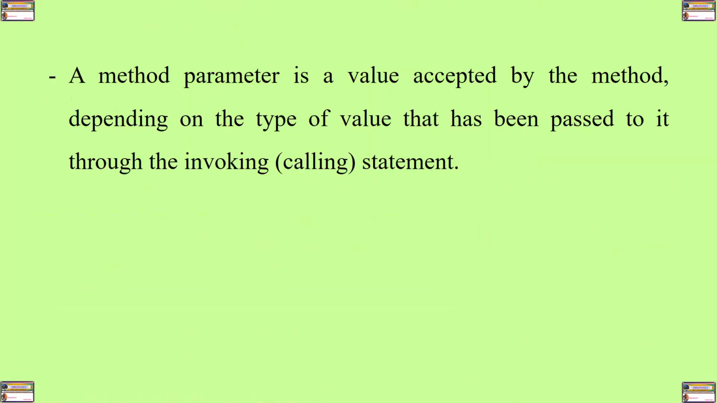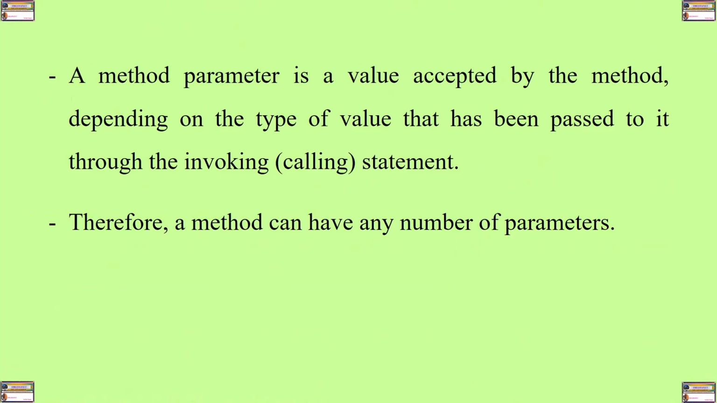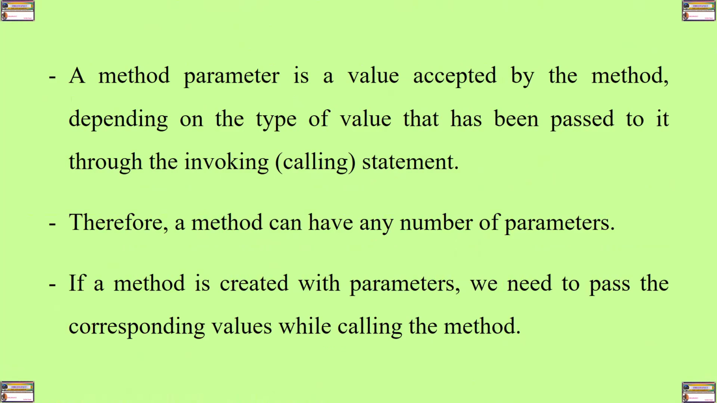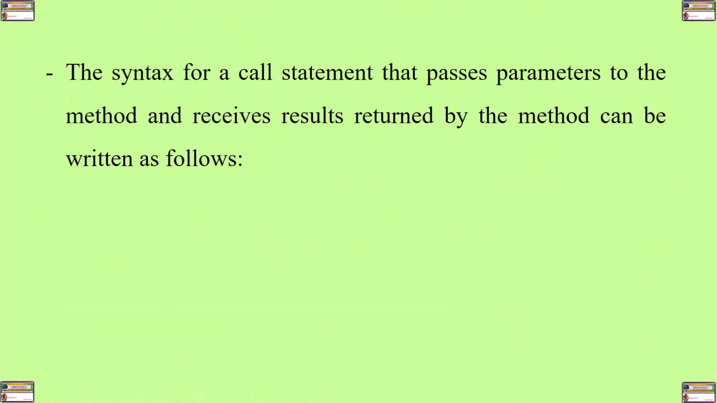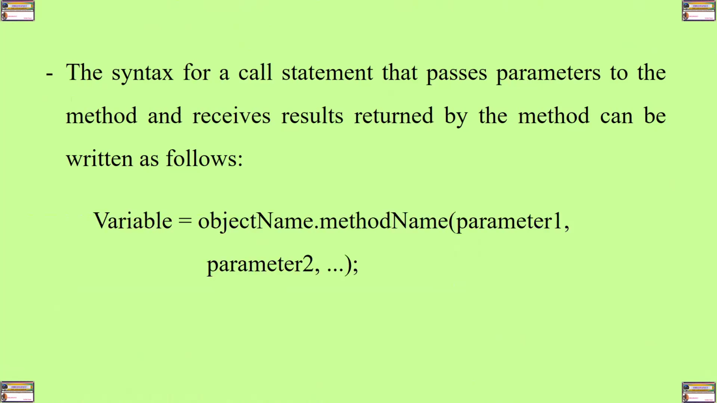A method parameter is a value accepted by the method depending on the type of value that has been passed to it through the invoking or calling statement. Therefore, a method can have any number of parameters. If a method is created with the parameters, we need to pass the corresponding values while calling the method. The syntax for a call statement that passes parameters to the method and receives the results returned by the method can be written as follows.